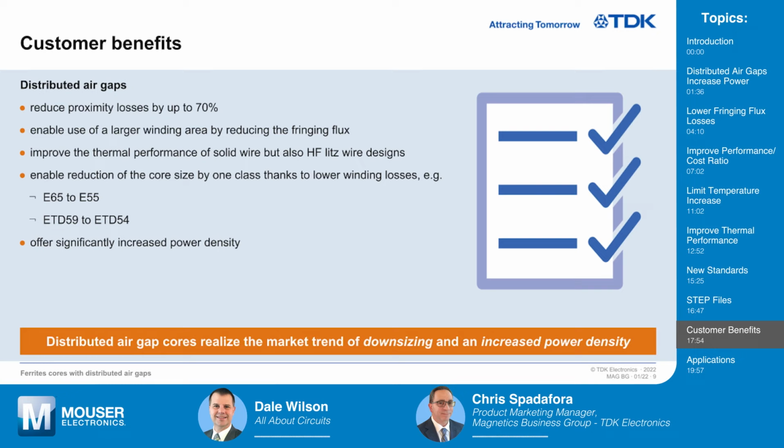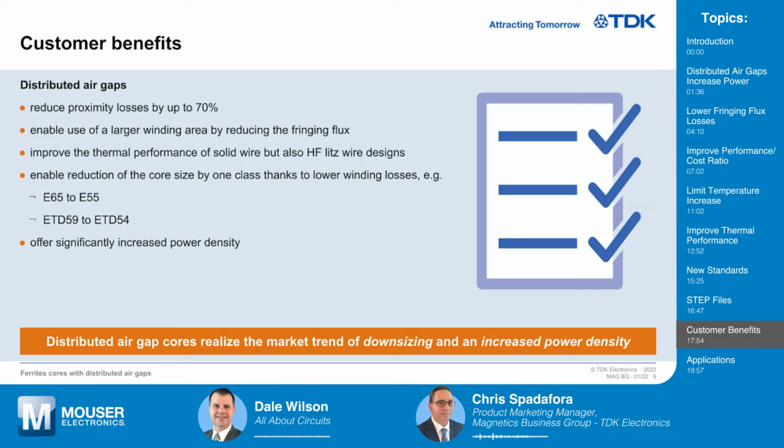Another example, an ETD 59 can drop down possibly to an ETD 54. So there's other significantly increased power density options as well out there too. So there's quite a big benefit package to designing with distributed air gaps. Well, and more power and a smaller footprint seems to be the common thread across nearly every aspect of the electronics industry today. And that requires continual innovation, which is great news for our electrical engineering audience.